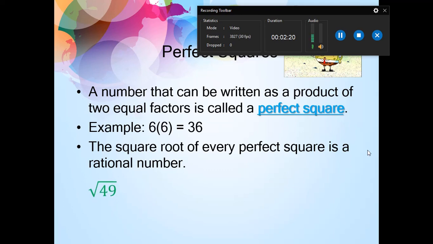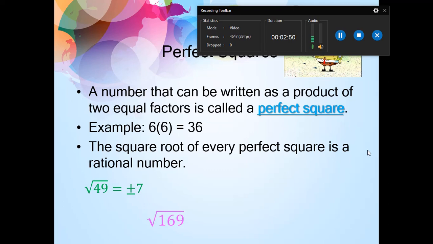So 49 I recognize as a perfect square. Usually I have memorized all the perfect squares from 1 through 15. It is helpful so that you don't have to mess with the calculator, you just recall them from memory. So if I take the square root of 49, it's possible that I have two identical factors of positive 7 or negative 7. If you think about that, negative 7 times negative 7 would produce positive 49.